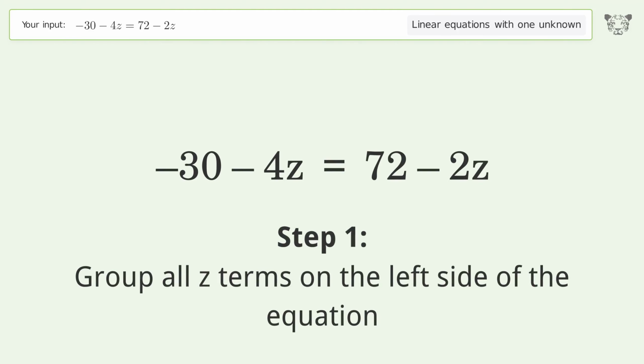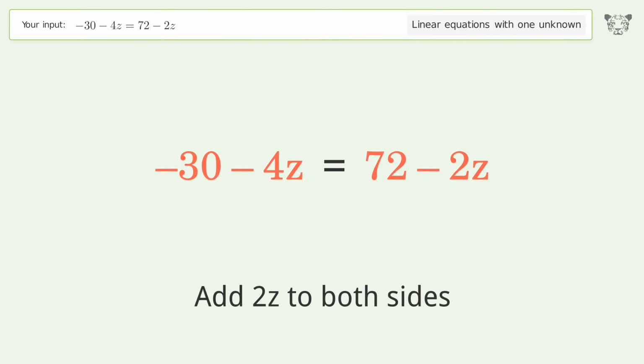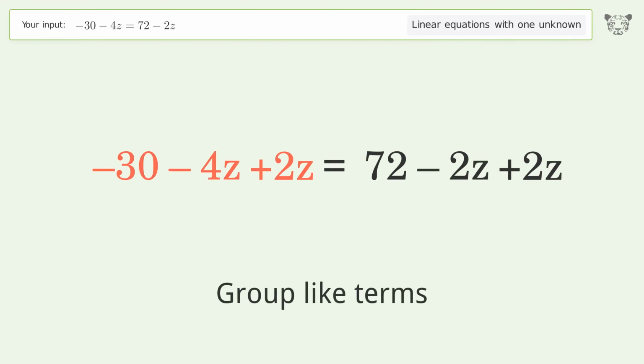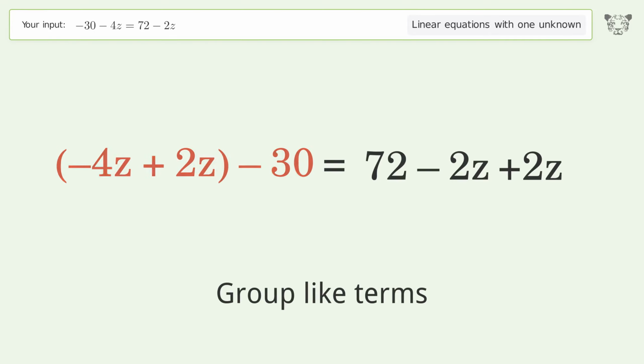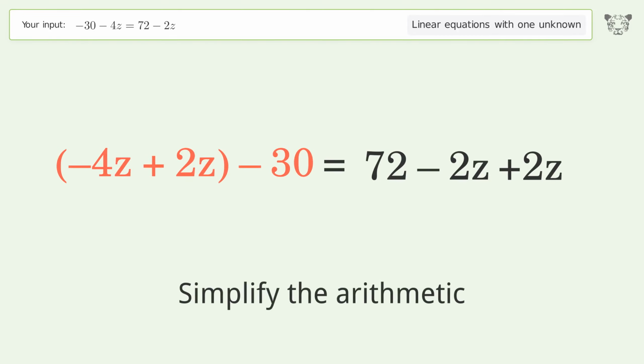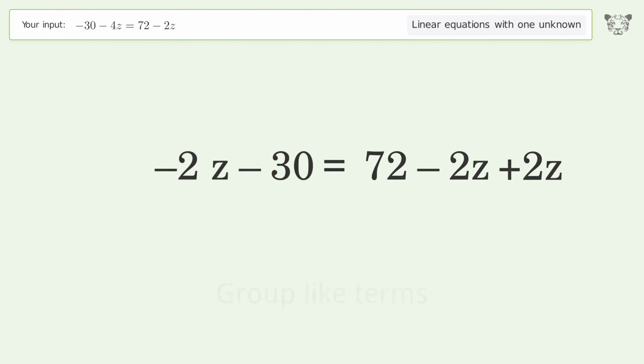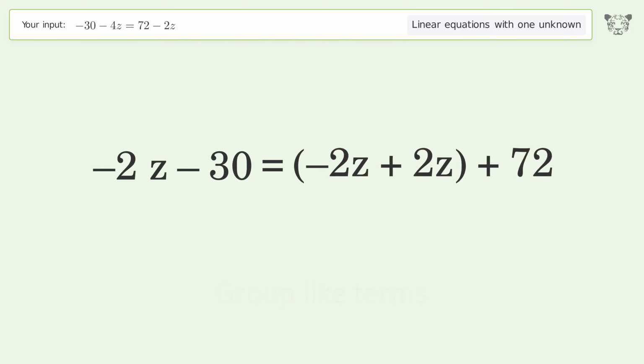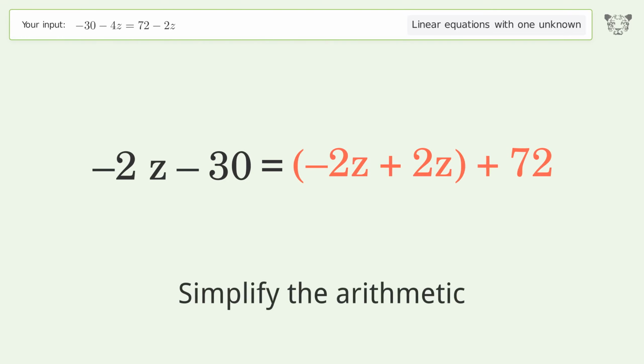Group all z terms on the left side of the equation. Add 2z to both sides. Group like terms. Simplify the arithmetic. Group like terms. Simplify the arithmetic.